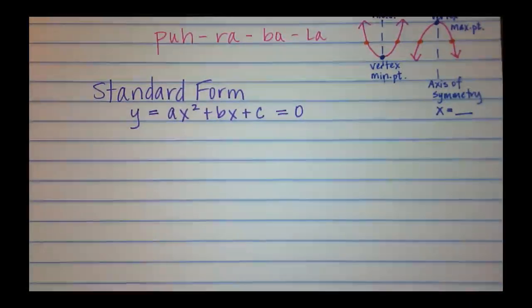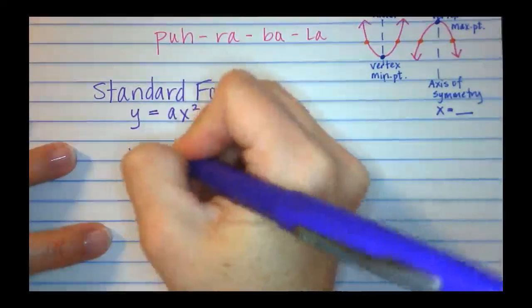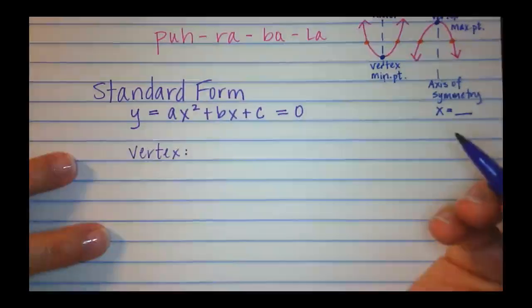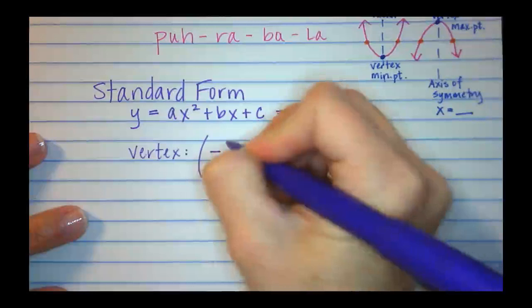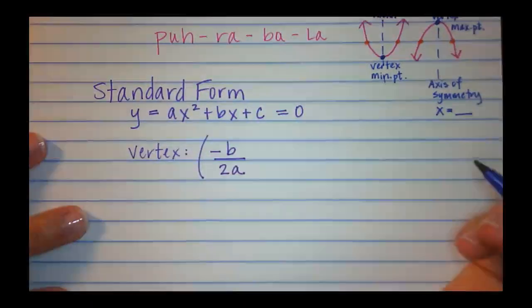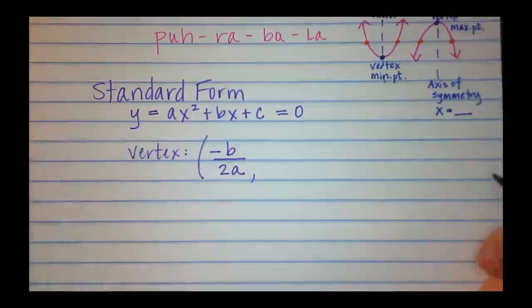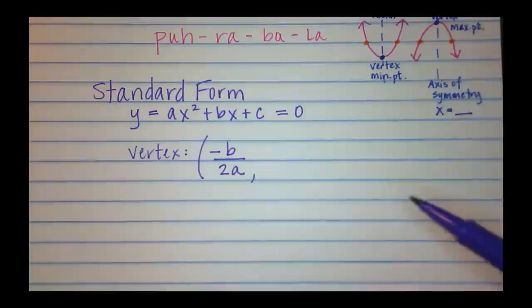All right, to find the vertex when you're in standard form, the vertex is going to be, and you're going to recognize what this is in just a second, negative b over 2a. So if you think about the quadratic formula, we have negative b and then plus or minus the square root of b squared minus 4ac.